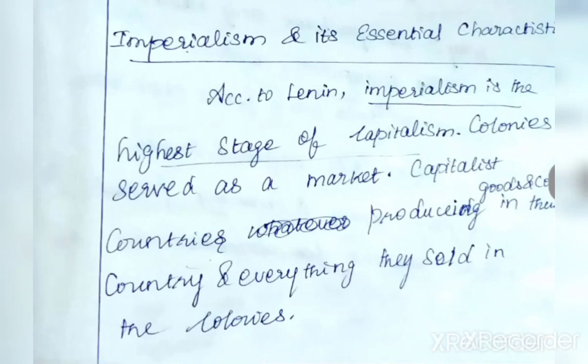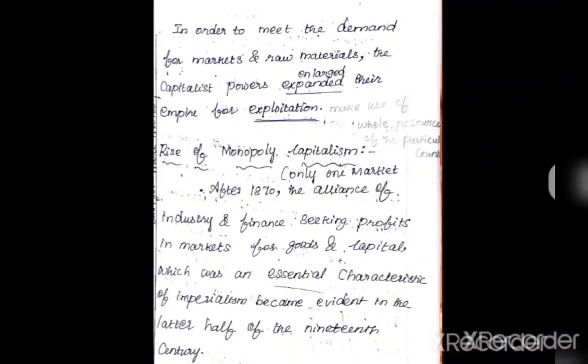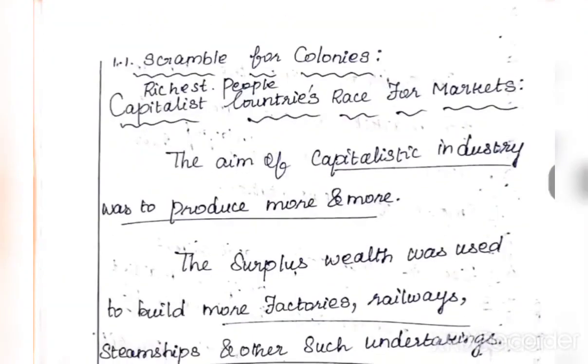The next one, what is given? 1.1. What are the things there? Check it once again, children. 1.1. What are the things there in the sense? Scramble for colonies. Yes, scramble for colonies. What is that? Scramble in the sense of struggle. Yes, the European countries produced more and more goods and commodities. They had to sell everything in the market. That's why they searched for colonies in the Asian and African continents. Okay, so those things only are given here.